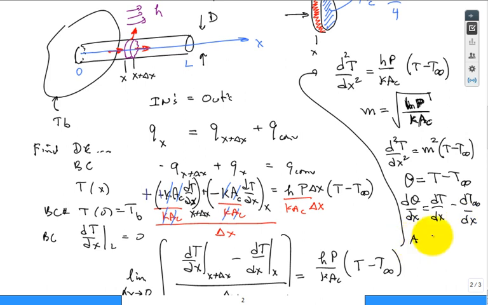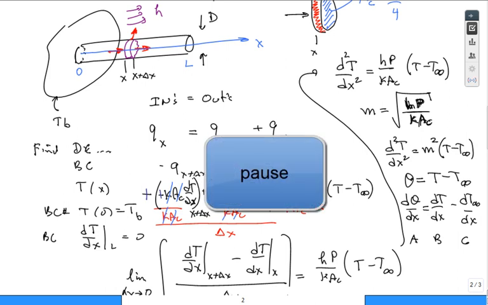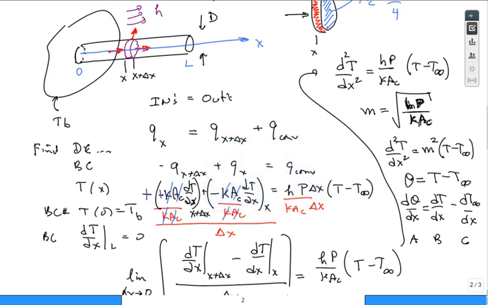Is it either A, B, or C? That's your first clicker question for today. One of those three terms is 0. Either d theta dx is, dT dx is, or dT infinity dx is. We'll stop. Okay, remind me, what is the goal of all this work again?